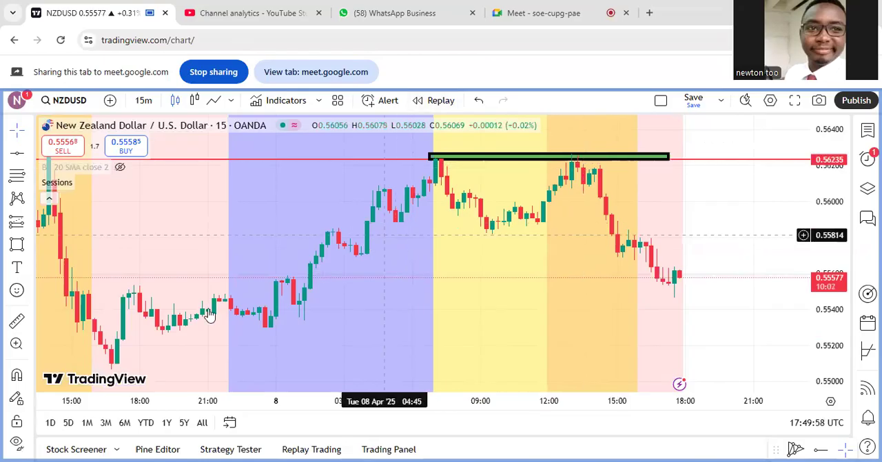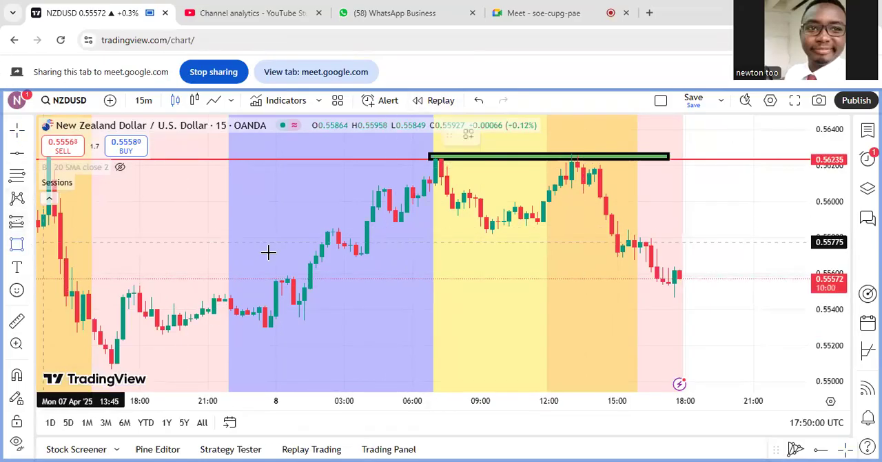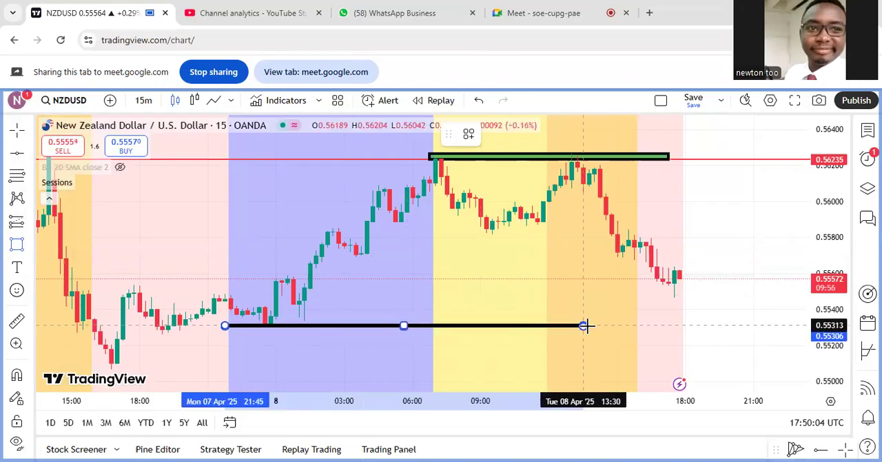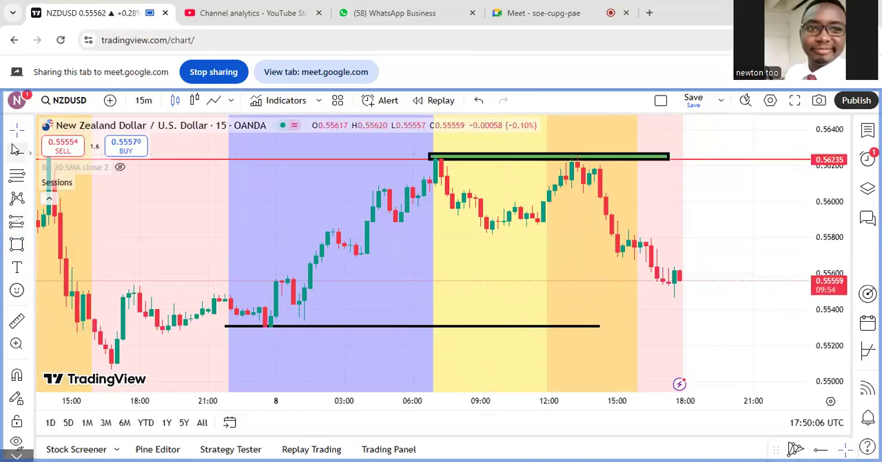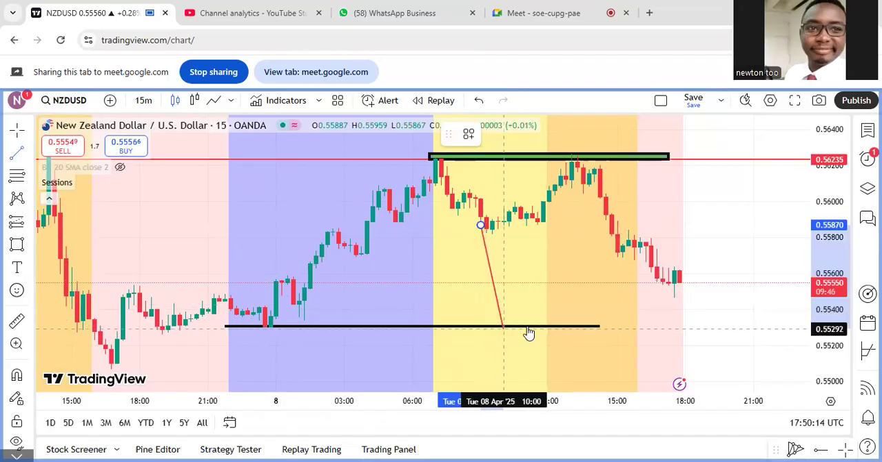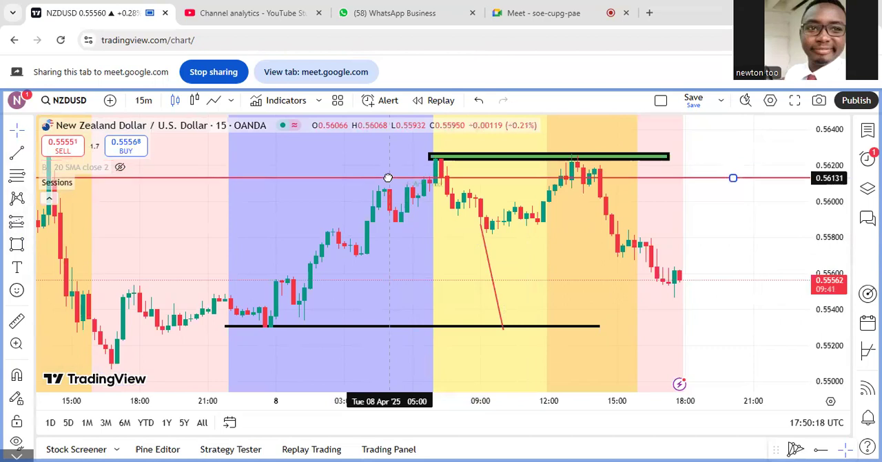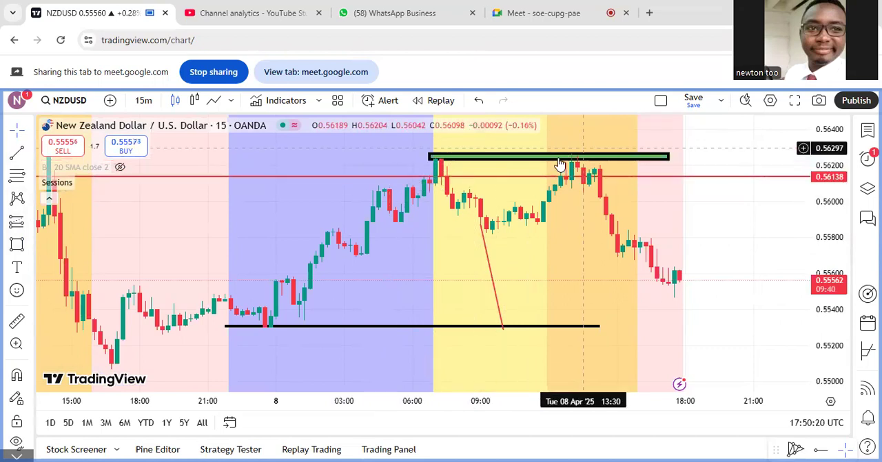So maybe in the morning somebody maybe drew something like this, the low of Asia. So he was waiting for the market to come to this region. But of course, you can see on the London market, the market actually took the liquidity.